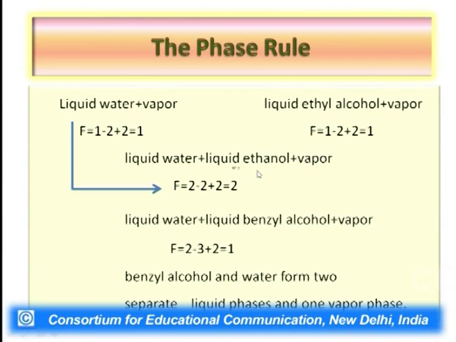So, how many constituents do you have? You have water and you have ethanol in the system. So, you have two constituents, and in addition, you again have just two phases, that is, liquid phase and gas phase.